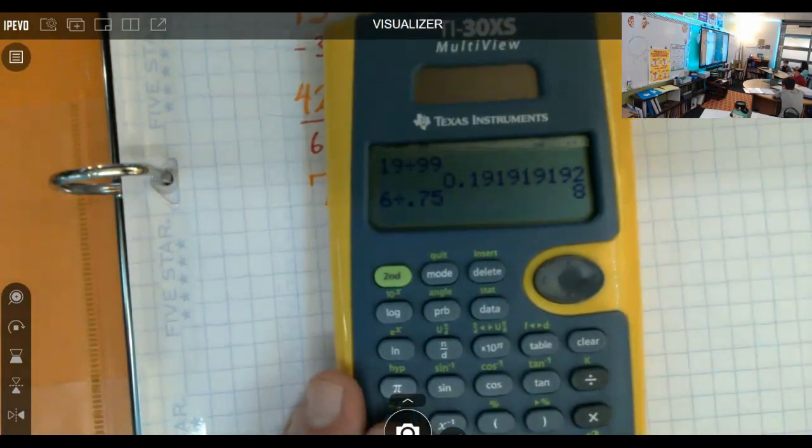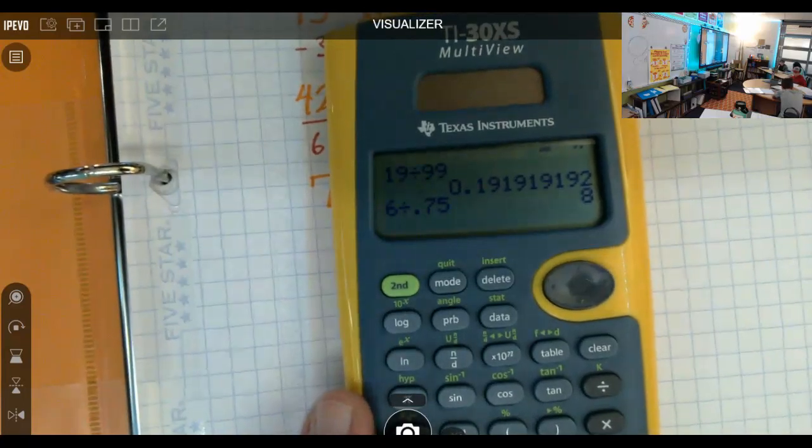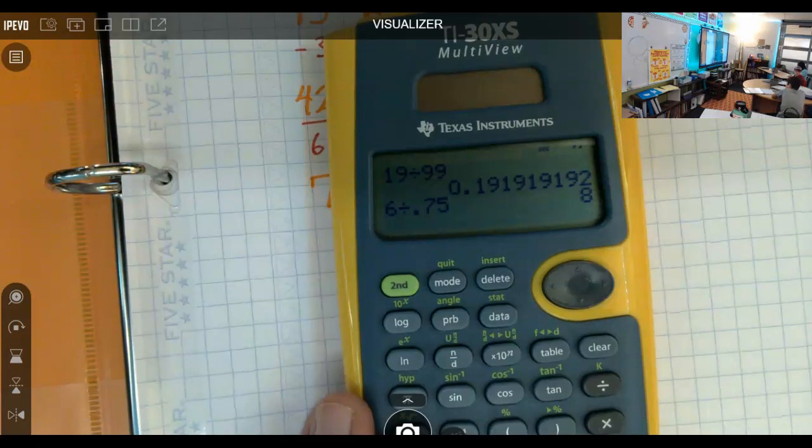It's 8, guys. That's what I got in my head after I just did it twice. When you divide by a number less than 1, your result will get bigger.